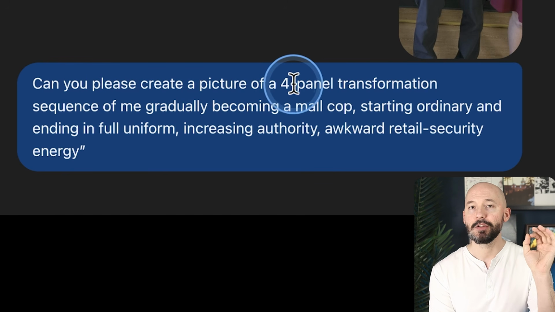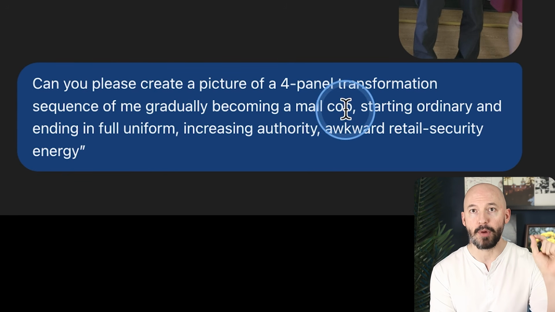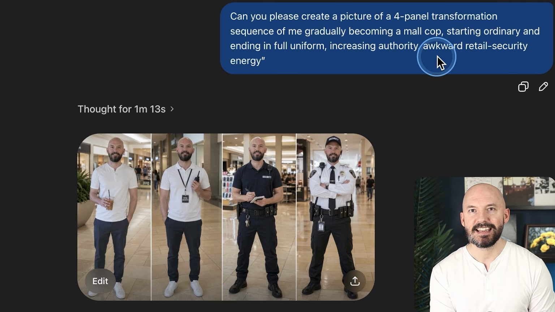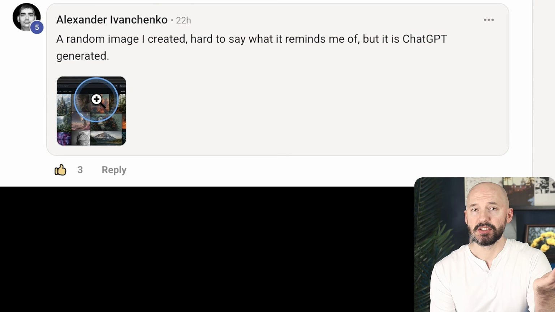Oh, how about this? A 4-panel transformation sequence of me gradually becoming a mall cop. Again, GPT added the details, awkward retail security energy. I don't know, but it's a cool picture. I like that result. This is funny.